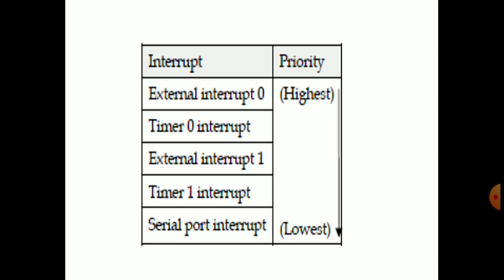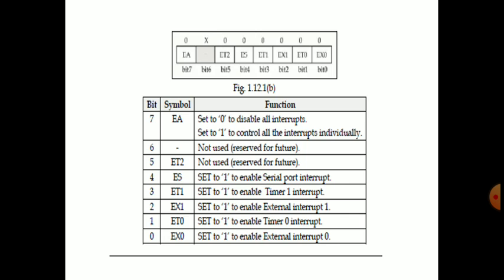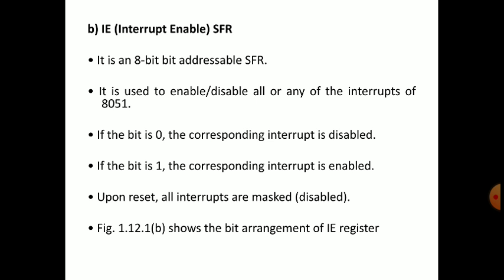In the previous table we have mentioned only the name, external interrupt 0 and timer interrupt 0. We didn't mention even the pins also. And IE, interrupt enable SFR, 8-bit, enables or disables: bit 0 for disable, bit 1 for enabling. So maskable, not just disabled, masked. In the fourth point, the last but one point, upon reset all interrupts are masked, that means disabled.